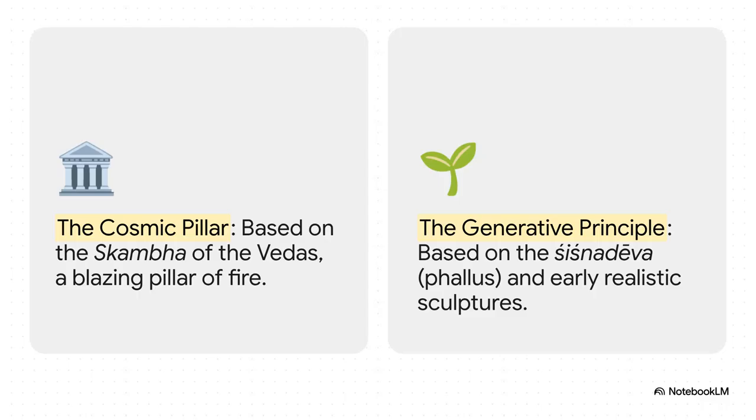Okay, but where did this symbol actually come from? Rao's research really digs into two competing scholarly theories. One theory connects the linga to the idea of the skamba, this mythical, blazing pillar of fire that's described as the central axis of the entire cosmos.